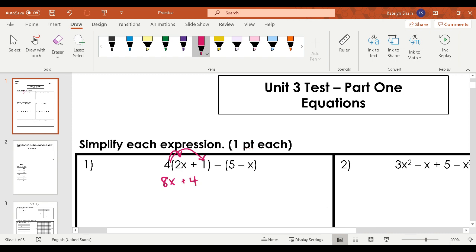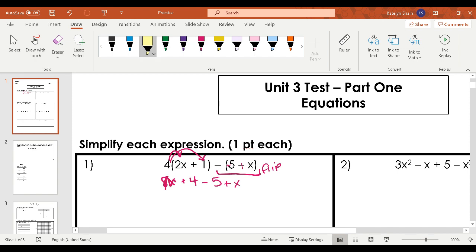Okay, now this minus sign in front of the parentheses, remember that means I'm going to flip. And flipping, if you remember our tiles, just means that I'm changing the sign. So this right here is positive 5, so I'm going to turn that to minus 5. And then this is minus x, so I'm going to turn it to plus x. Now I just have to combine like terms.